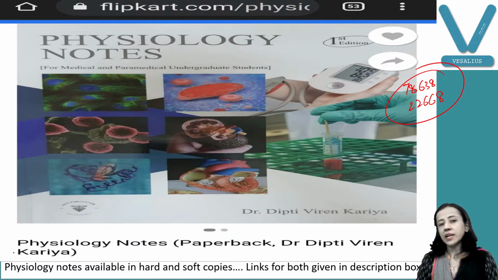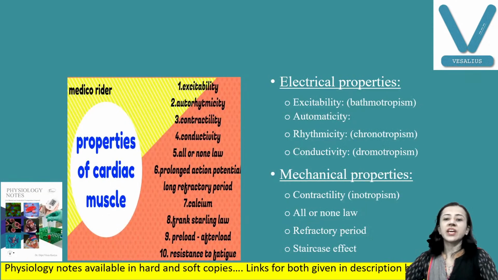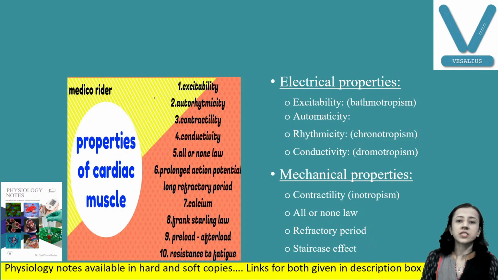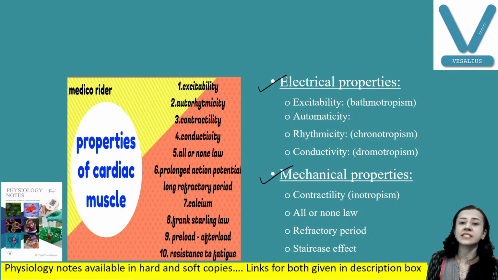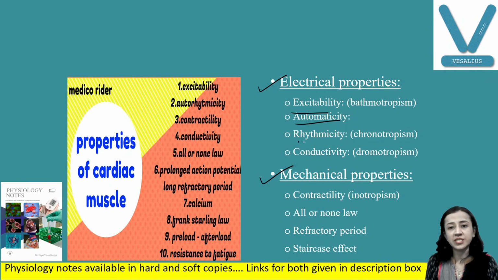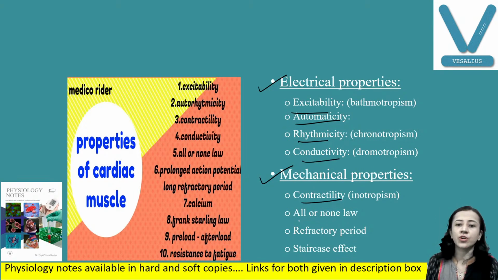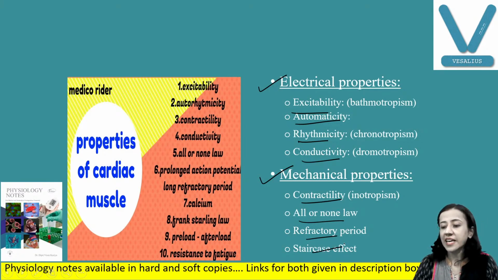Now let us start with the properties of cardiac muscle. We have enumerated all the properties. These properties are divided into two groups: one, electrical properties, and second, mechanical properties. Electrical properties are excitability, automaticity, rhythmicity, conductivity. And mechanical properties are contractility, all or none law, refractory period, and the staircase effect.